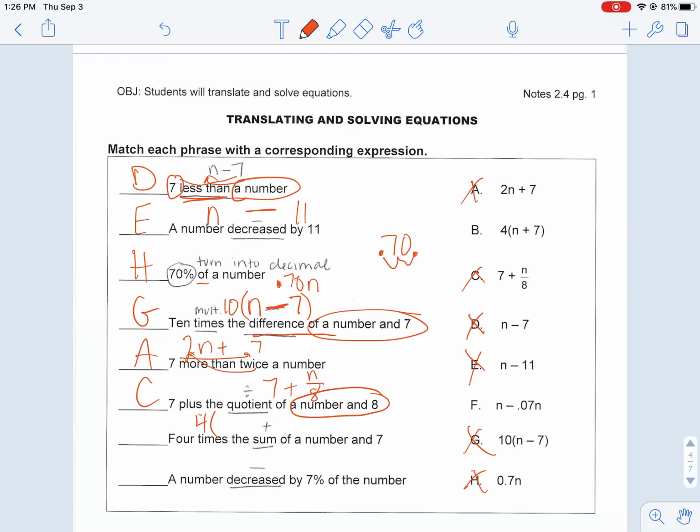4 times the sum of. So they want you to do 4 times 2 things that you're about to add. So we're going to use some parentheses. Sum means plus, and we have a number and 7 being added. So that would be B. Then the last one we can obviously assume is going to be F, but we have a number being decreased by, so we're subtracting 7%. So we take the 7 and we Beyonce it to the left, so 0.07 of, meaning multiply, that number.